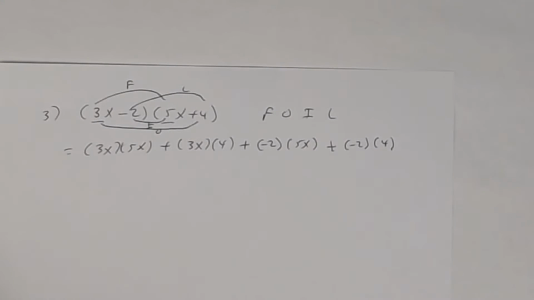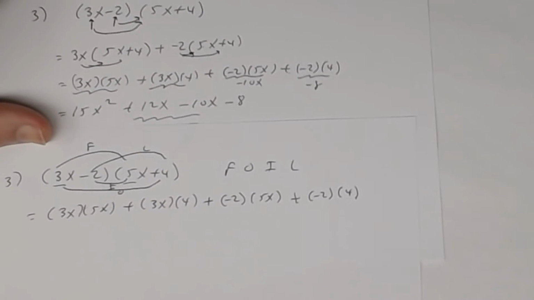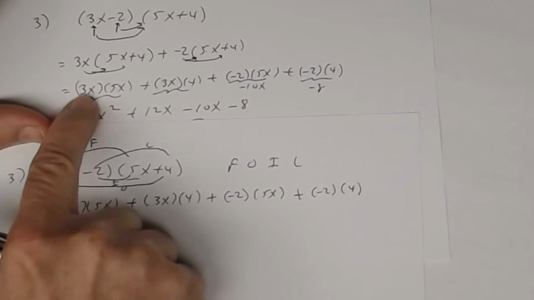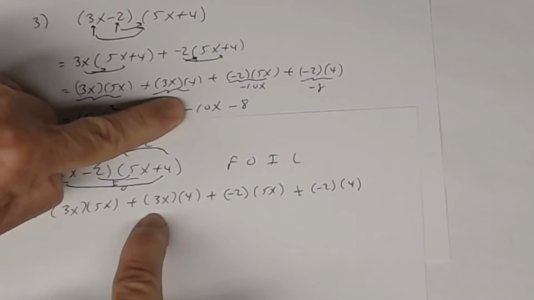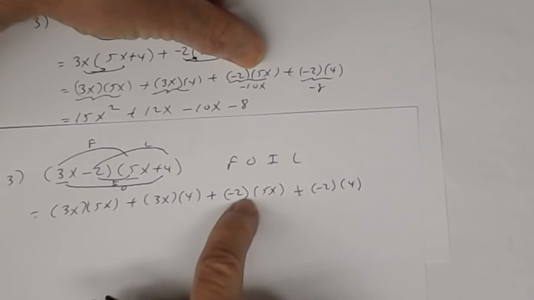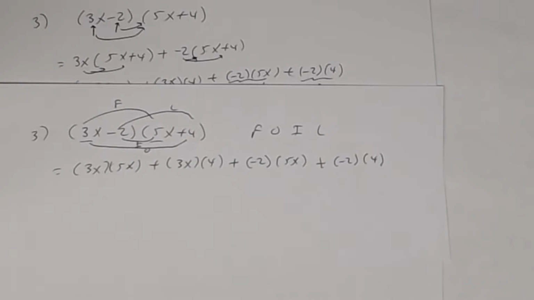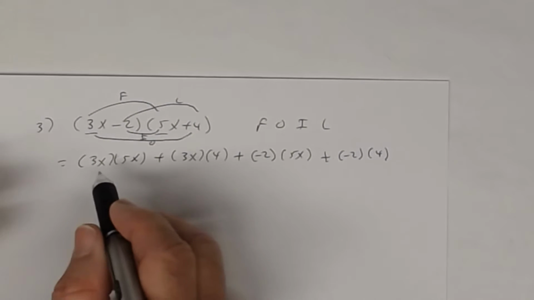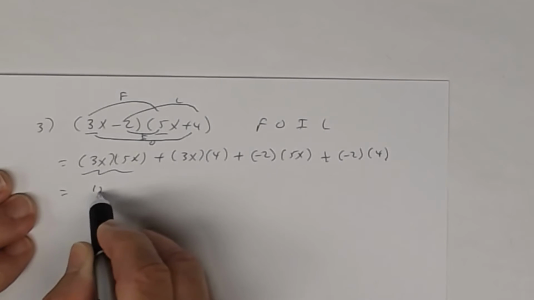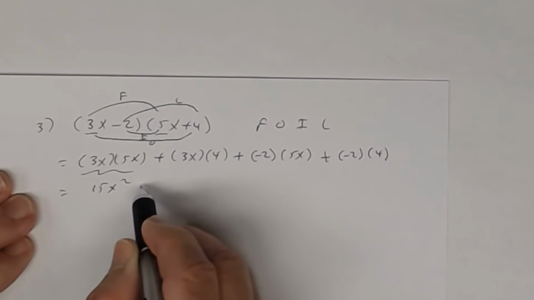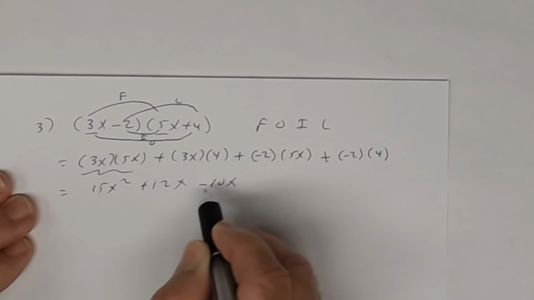And I want you to notice that this FOIL method comes about from this distributive property we did. So you see, 3x times 5x, that's this. 3x times 4, that's this. Negative 2 times 5x, that's this. And then negative 2 times 4, that's this. All right, and just like you did with the previous problem, you're going to simplify each product. 3x times 5x is 15x squared. 3x times 4 is 12x. A negative 2 times 5x is a negative 10x, so we're going to subtract.